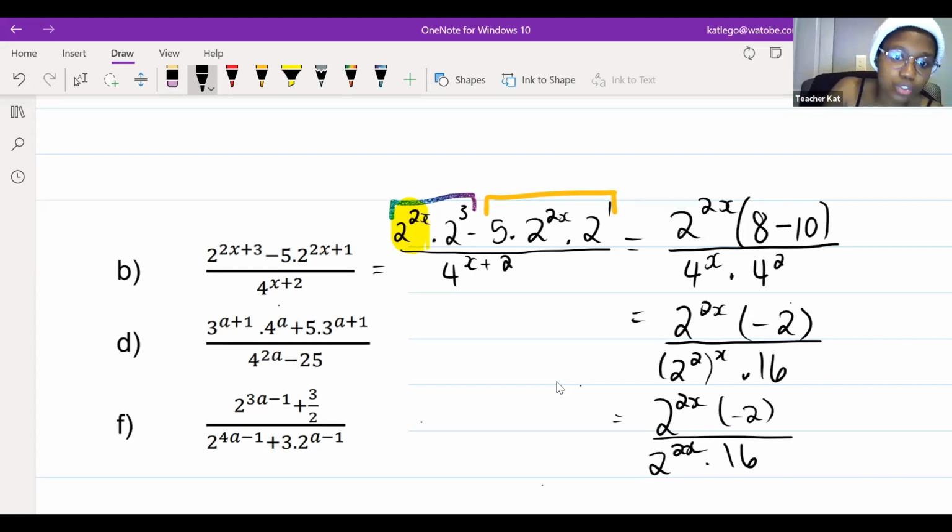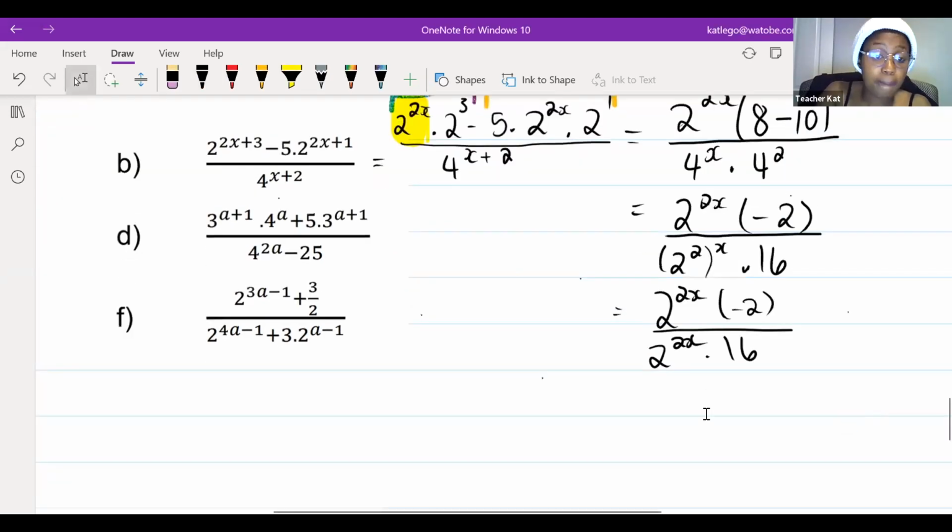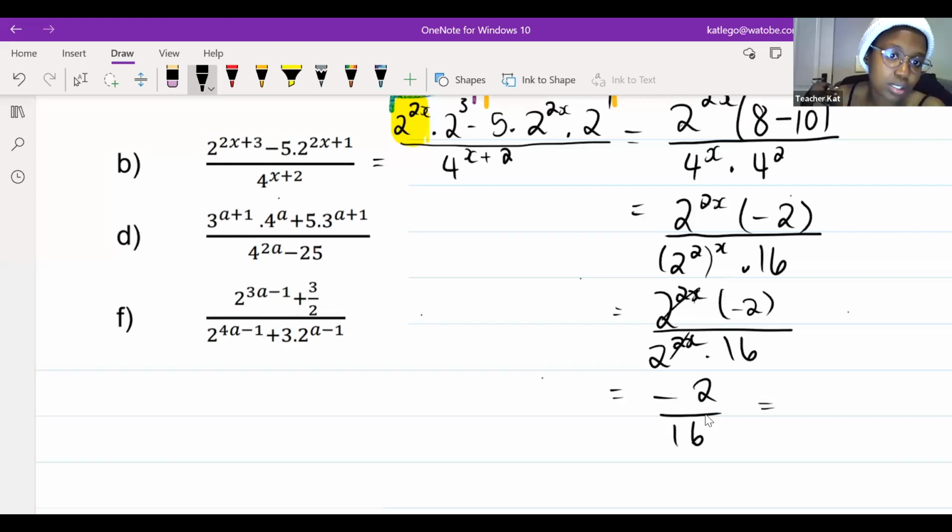Beautiful. And then what's going to happen to the 2 to the power of 2x's? What happens with them? Whoop. They cancel out. Whoop, whoop. And you're left with negative 2 over 16, which we can simplify to what? Negative 1 over 8. Ooh, beautiful. I think I'm going to end our lesson there. I think that was a lot of brain work. Whew, that was a lot of brain work.